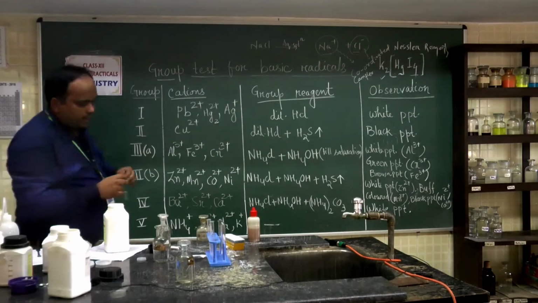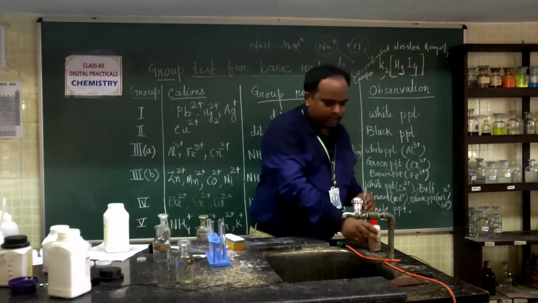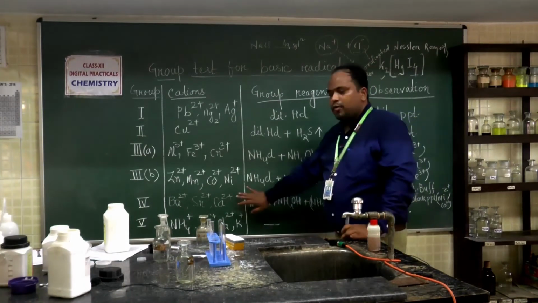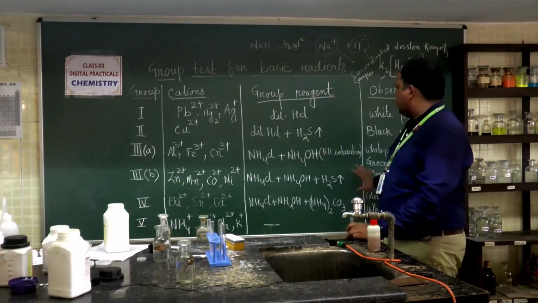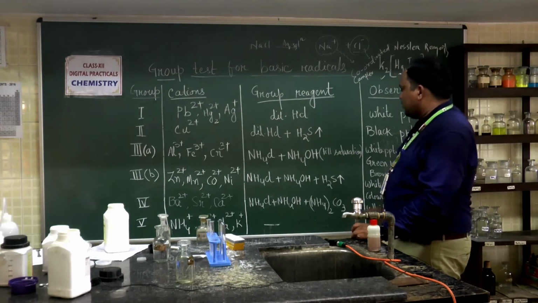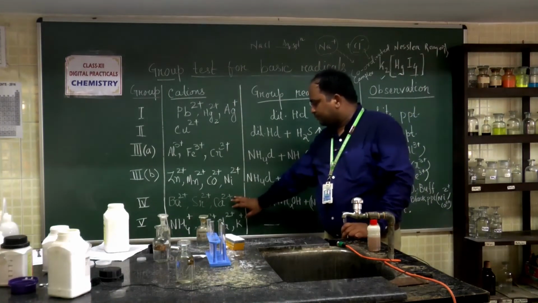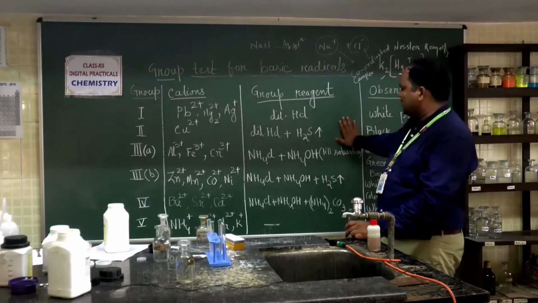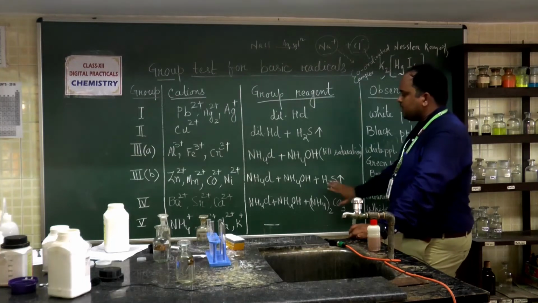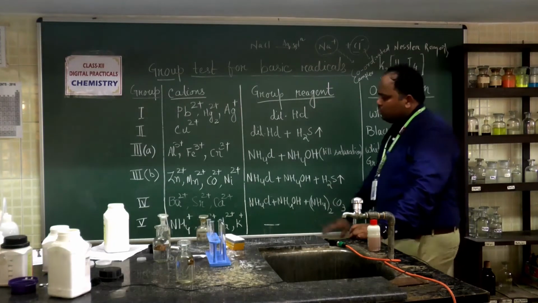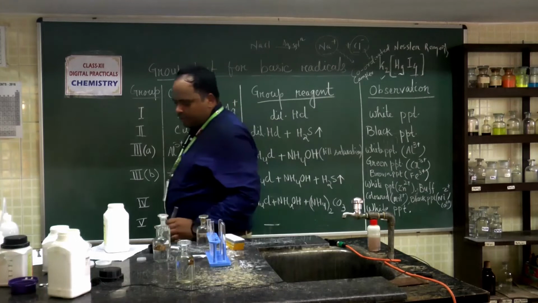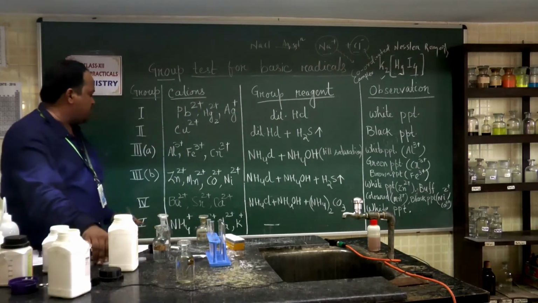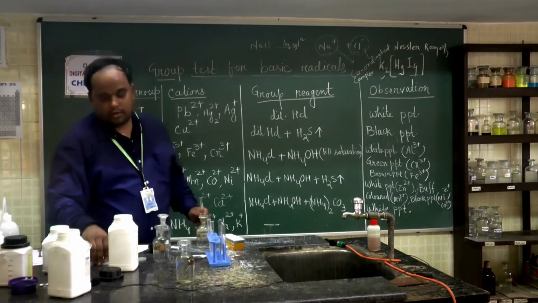So in this way, so many group cations are available. We have to do one by one experiment. According to the confirmatory test, you will get its confirmation, and by using the group reagent you can easily know it is present in which group. Then do the corresponding group confirmatory test and the confirmatory test of the corresponding cation. Okay, thank you.